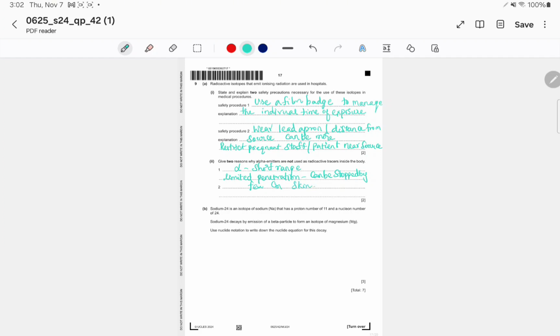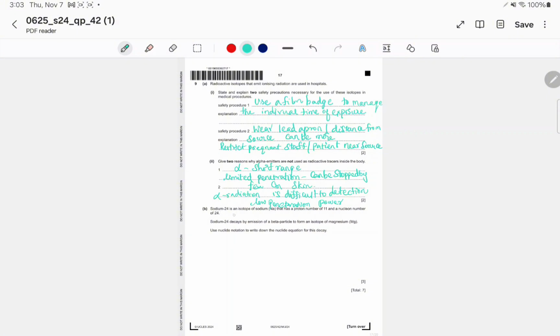Second thing, alpha radiation is difficult to detect because of low penetration power. Limited or low penetration power. These are the 2 things to be accounted for why they are not used as radioactive tracers.